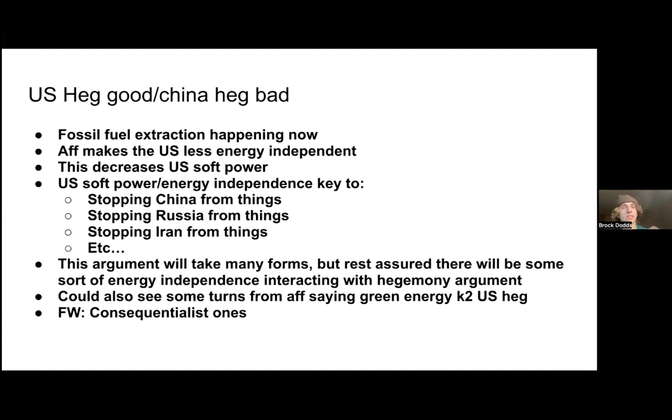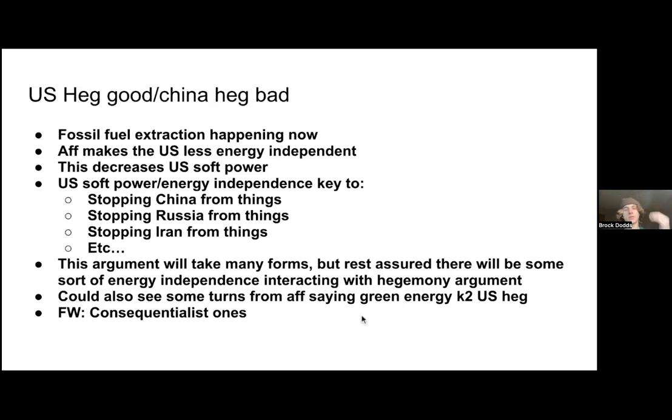It's always pretty much going to say that fossil fuel extraction is happening now. There's your uniqueness to the disad. They'll probably explain that the AF is going to make the U.S. less energy independent, more dependent on other countries, or maybe that the AF directly is a hit to the U.S. economy. Either one of these would decrease the U.S.'s soft power and ability to project power across the globe, and have good leverage when it comes to negotiations. From there, there are many different internal links that the negative can take. They all lead to the same thing. Probably most common will be China or Russia, stopping China from doing things, stopping Russia from doing things, stopping Iran from doing things, etc. Whatever form it takes, there's going to be some sort of energy independence and how that interacts with hegemony argument.